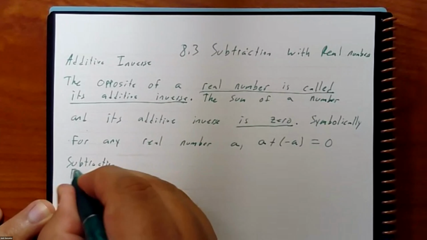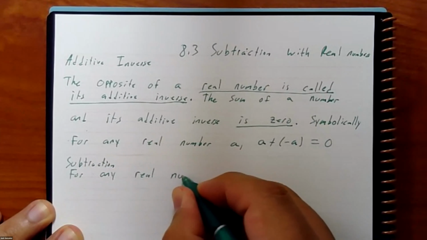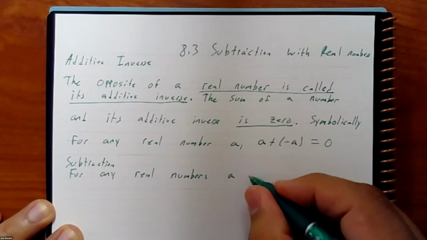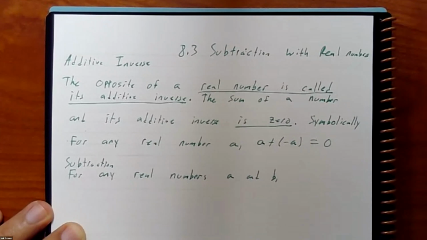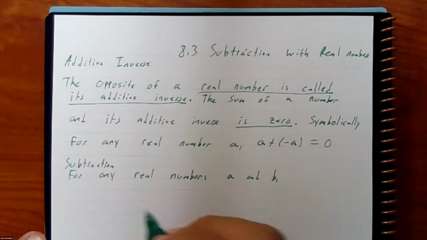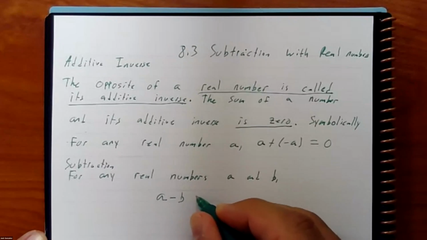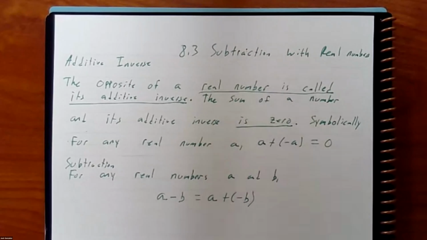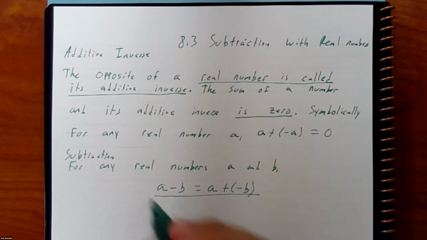Subtraction. So for any real numbers A and B, the following is true. This goes in the blank spot. A minus B is equal to A plus a negative B, which we already know, right? We saw that.